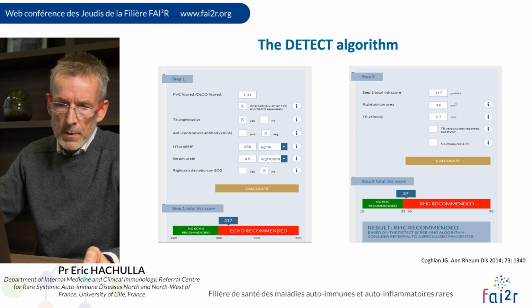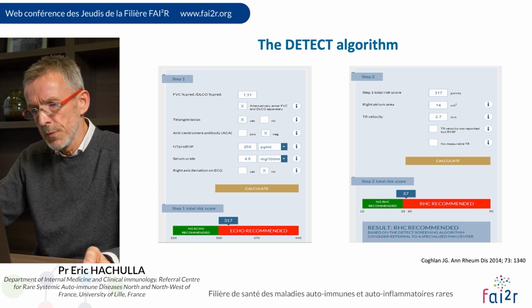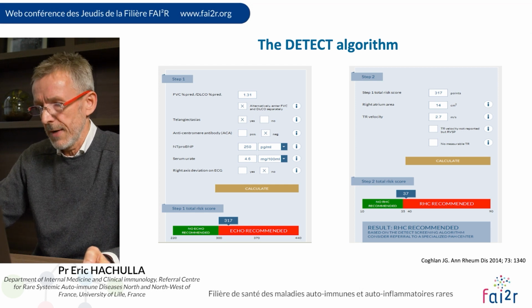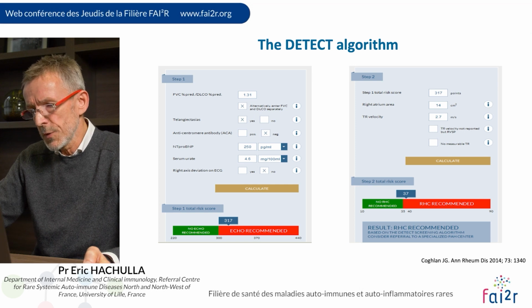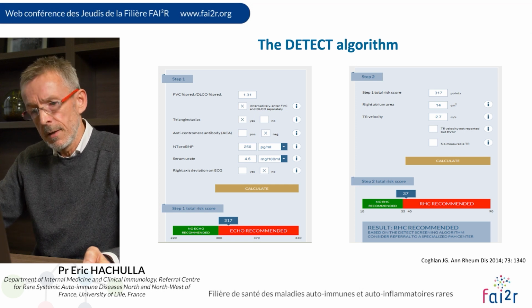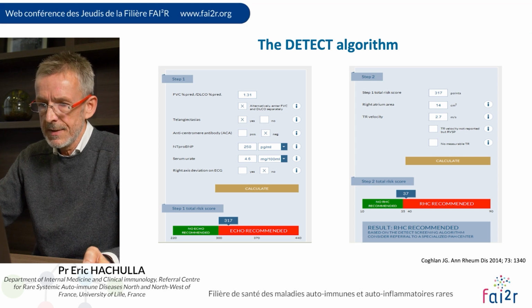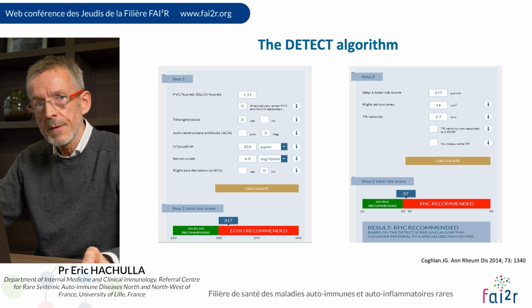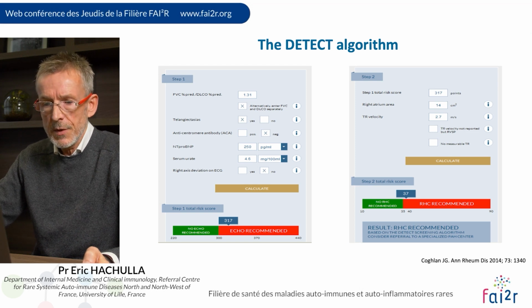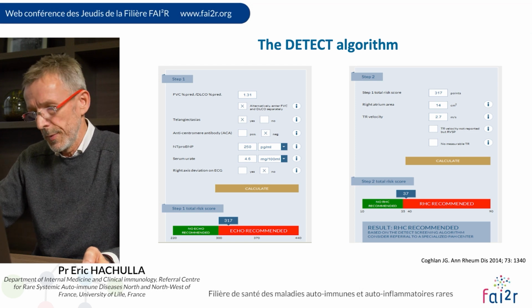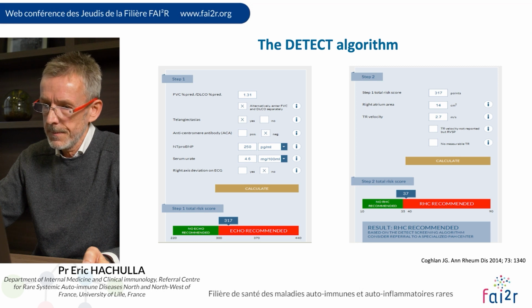Step 1 is before the echo, and step 2 is systematically with the echocardiography. And you have a final score. Here, in that example, a score of 37. The patient is at risk, but at a low risk of pulmonary hypertension. This introduces a discussion of performing or not a right heart cath, a discussion with your cardiologist and pneumologist.